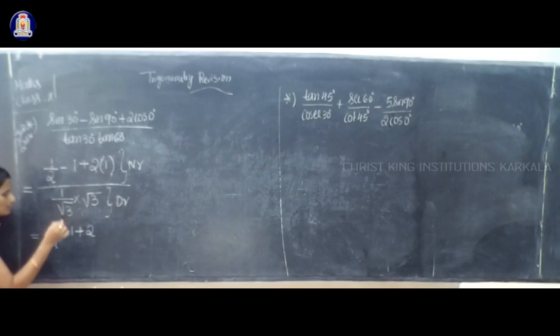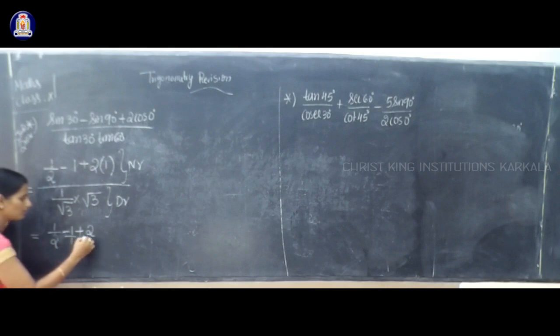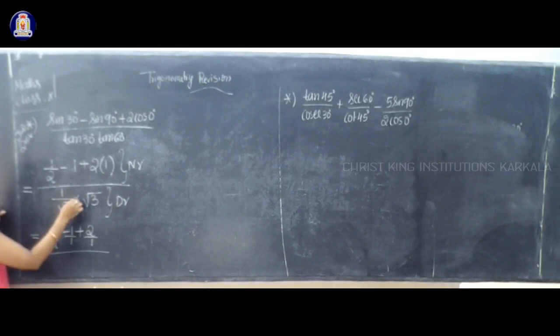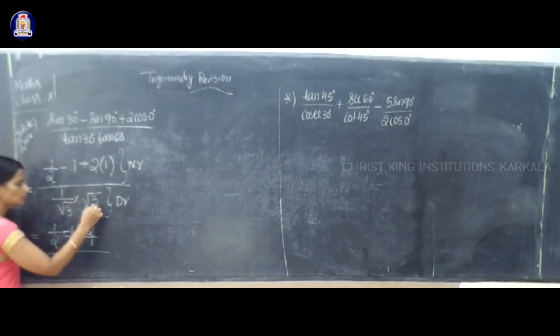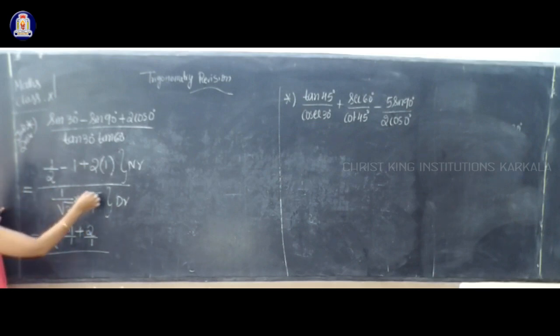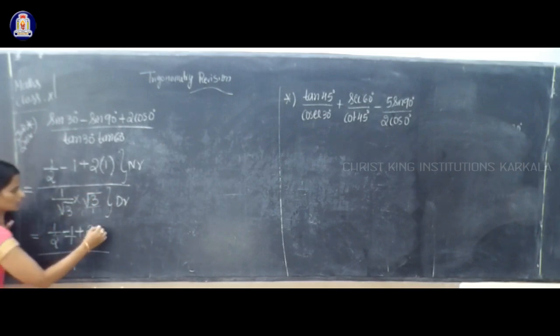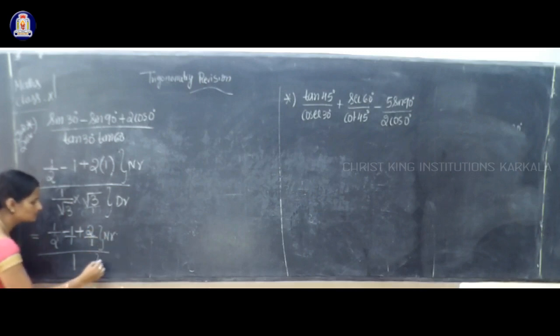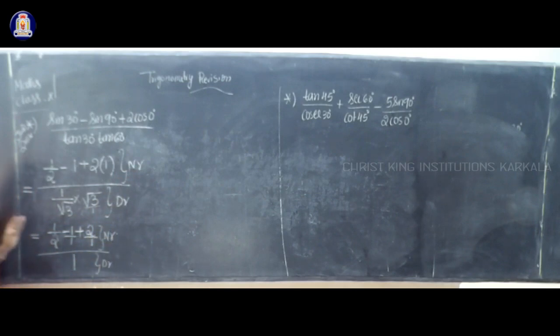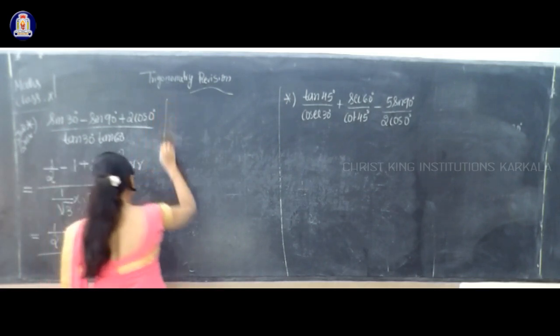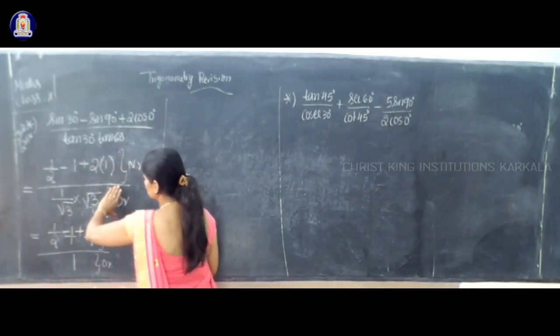Next is simplification. Otherwise, we simplify as usual. Minus 1 means 1 divided by 1, 2 means 2 by 1. Whole divided by: 1 by root 3 into root 3. Root 3 means root 3 by 1, so this root 3 and this root 3 cancel. What is left here? It is 1. So now your numerator is this one and this is your denominator. No need of writing this numerator and denominator in the exam; that is for your reference, to avoid confusion, I am writing.